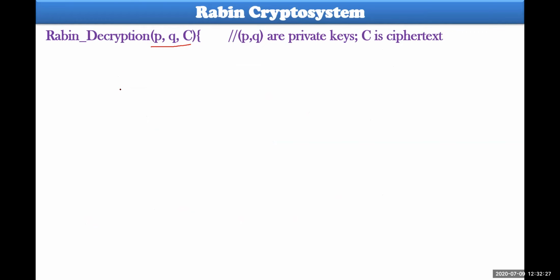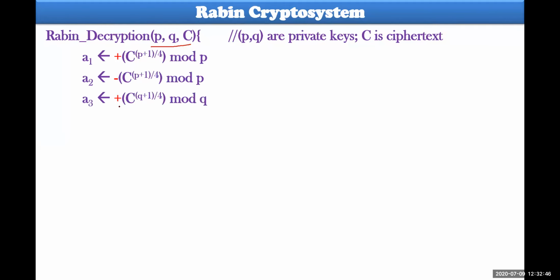What exactly will he be doing? He will perform: A1 will be equal to plus C power (P plus 1) divided by 4, modulo P. This is the first one. Similarly, minus C power (P plus 1) divided by 4, modulo P. And A3 will be this one, and A4 will be this one.